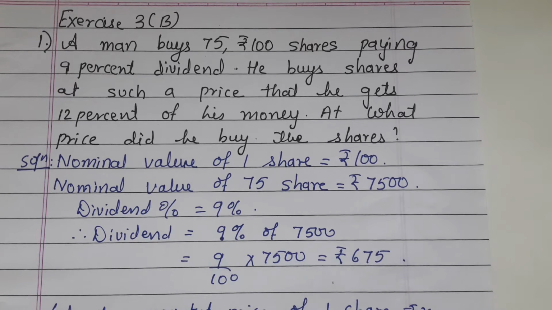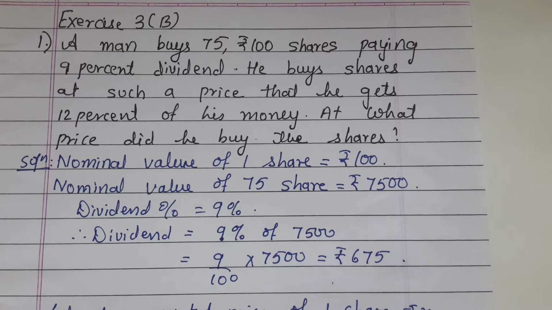Exercise 3B, first sum. A man buys 75 rupee 100 shares, paying 9% dividend. He buys shares at such a price that he gets 12% of his money. At what price did he buy the shares?